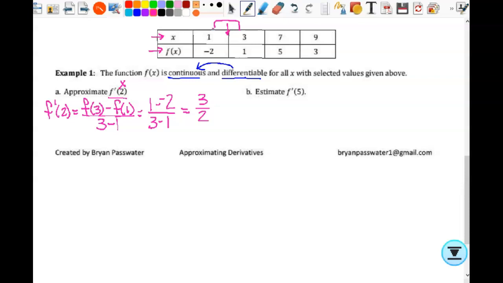Okay, we good? Questions? All right, so if I want to approximate f prime of 5, which two x values do you think I'd use? 3 and 7. See, that's a great choice right there. All right, so f prime of 5, go ahead and write it out and find that, because I think you can do that without me. Just make sure that you can get your notation in there correctly.